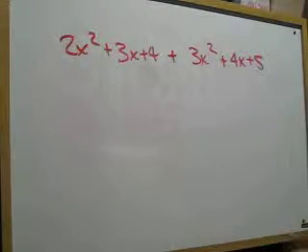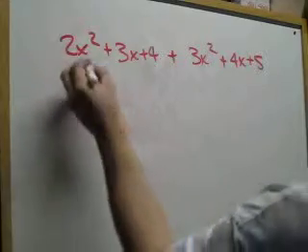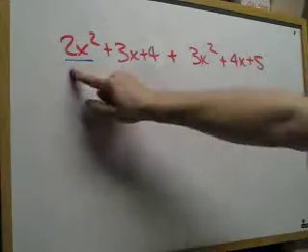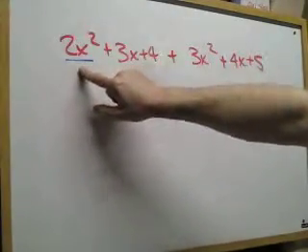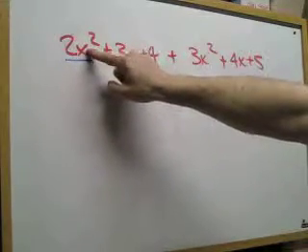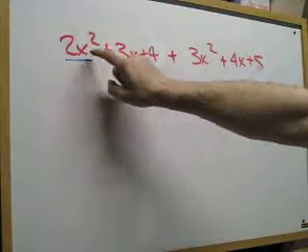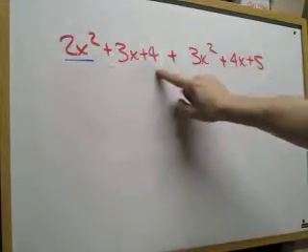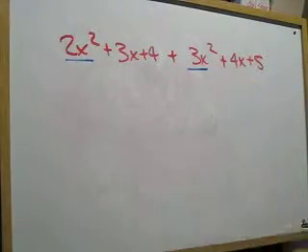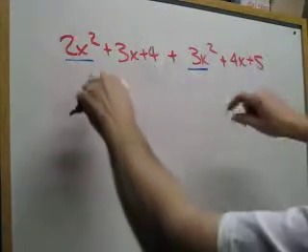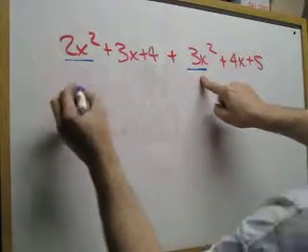I always start with the very first term, and I underline it, and then I look for another term that is similar, meaning it has the same variables and the same exponents on the variables. So I've got a 2x squared. All I'm concerned with is the x squared. So I look over, there's another one with an x squared. So I know I can combine those two. And when I combine them, 2x squared plus 3x squared is 5.